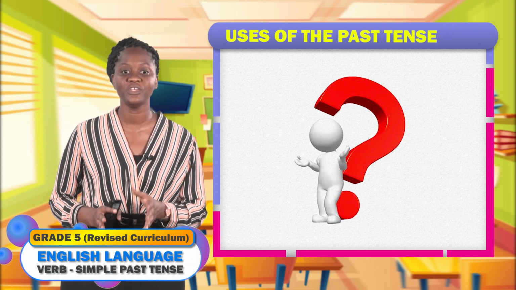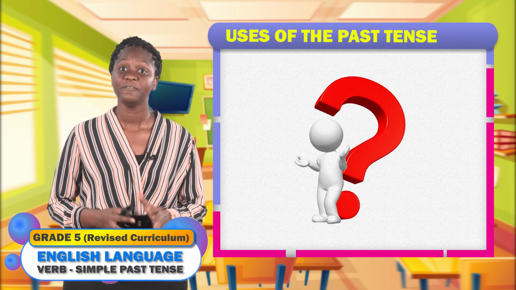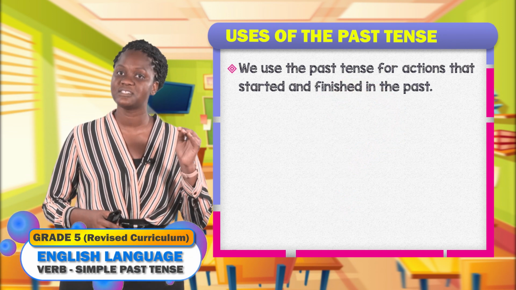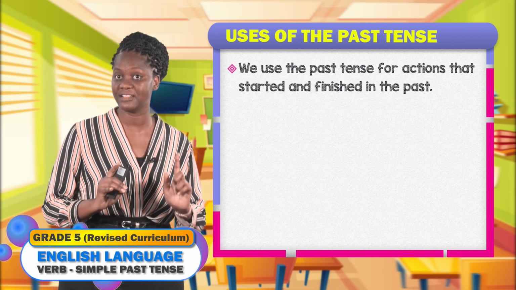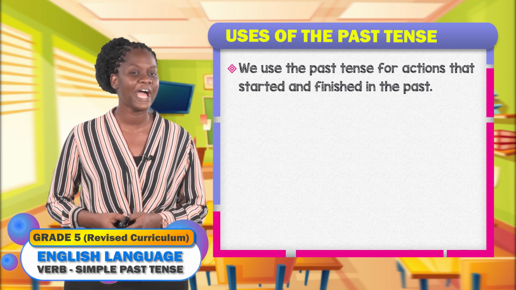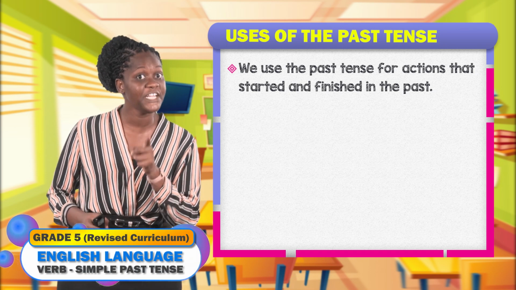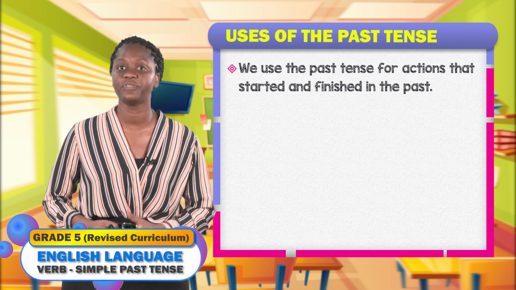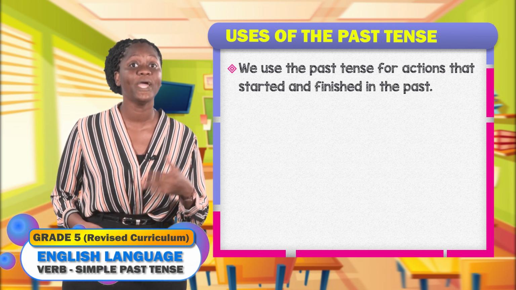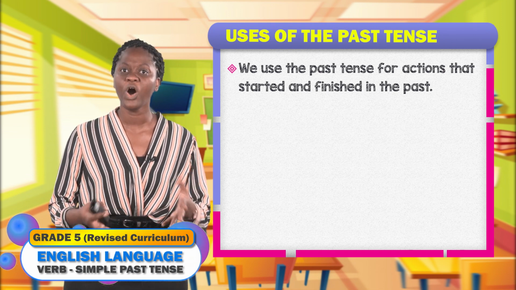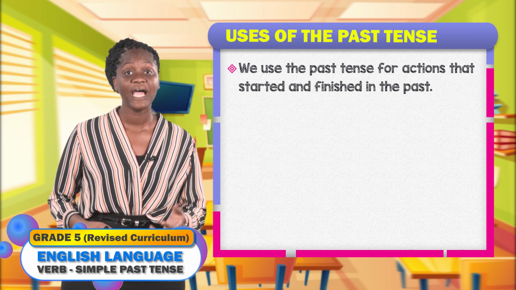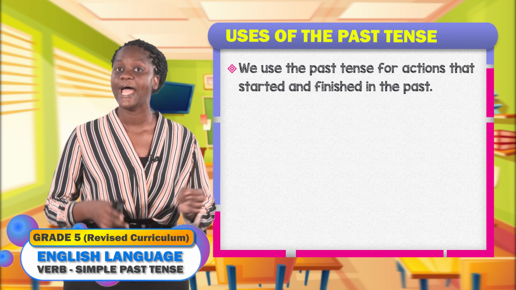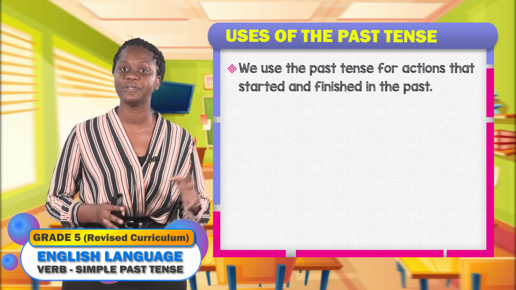So when do we use the past tense? Firstly, we can use the past tense for actions that started and finished in the past. What action have you started today and finished also? Maybe you brushed your teeth, or maybe you ate your breakfast. All of those actions, ate and brushed, indicate an action that you started and also finished in the past.